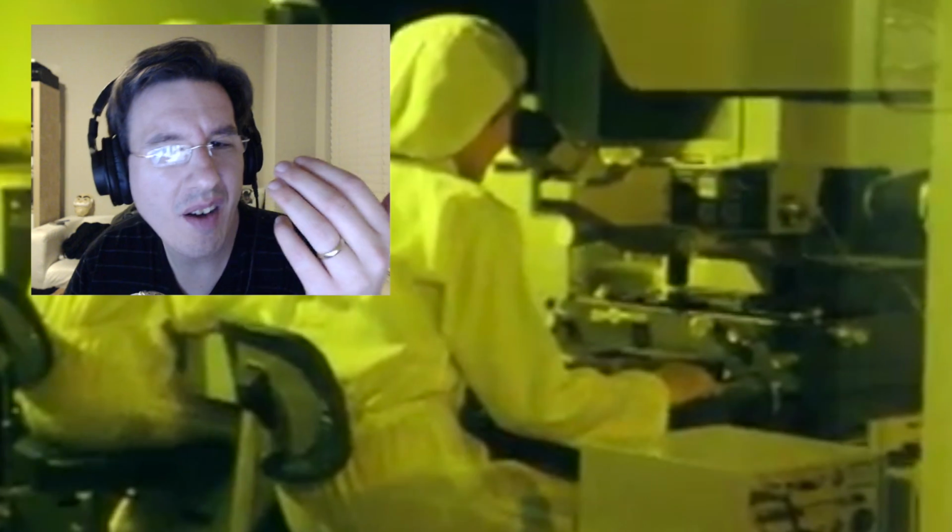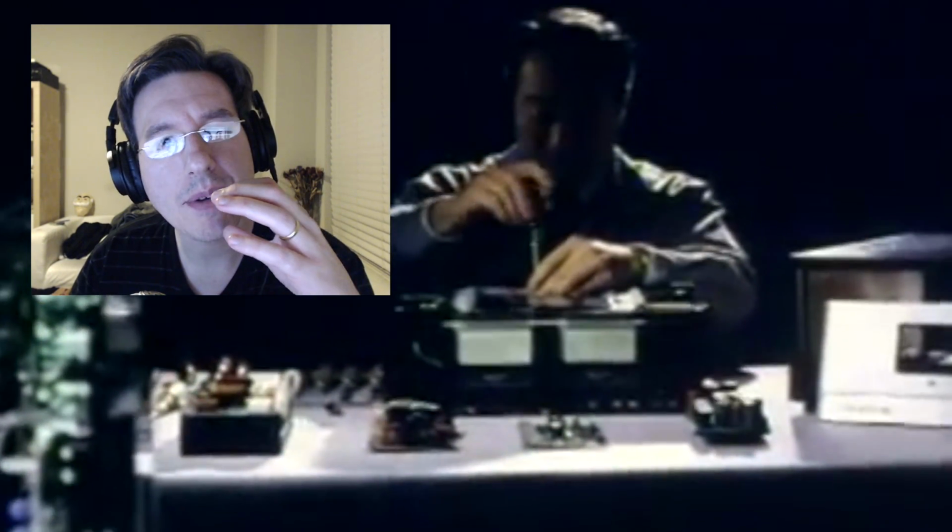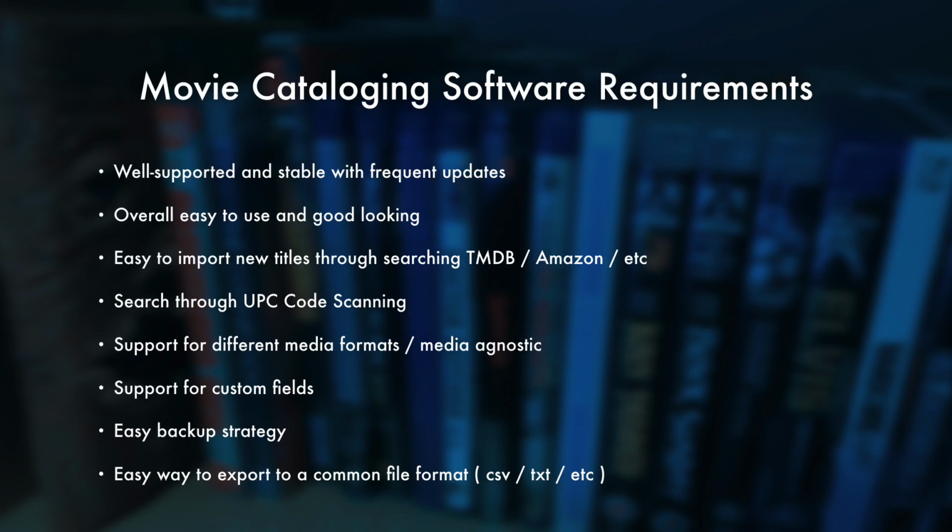Some of the stuff is obvious, maybe some of it's not so obvious, but these are just some things to keep in mind if you're going on the websites and reading reviews for your own specific movie cataloging software for your own specific operating system, past, present, or future. Just some things that I think should be part of movie cataloging software.